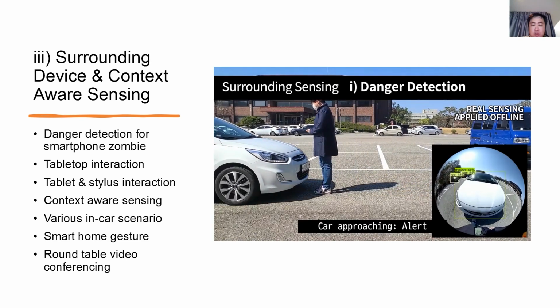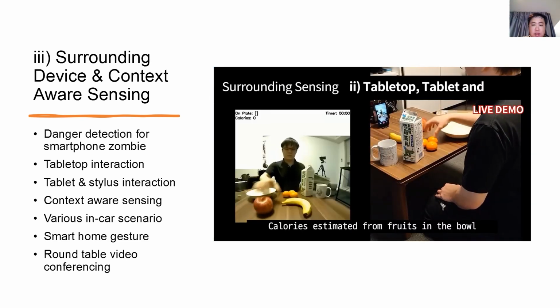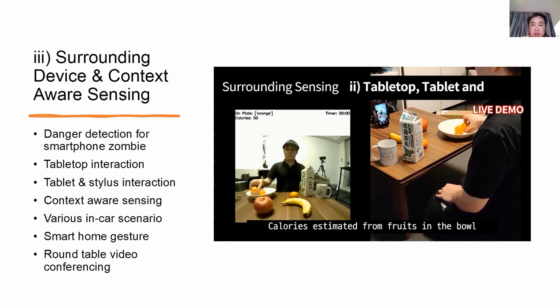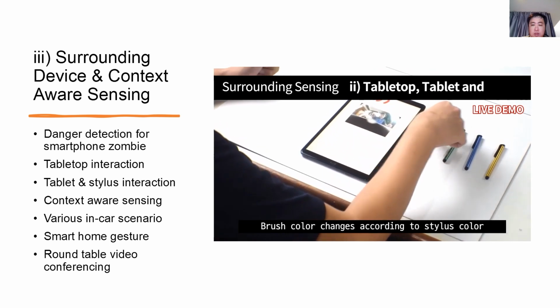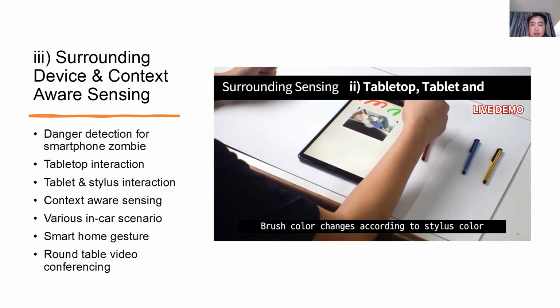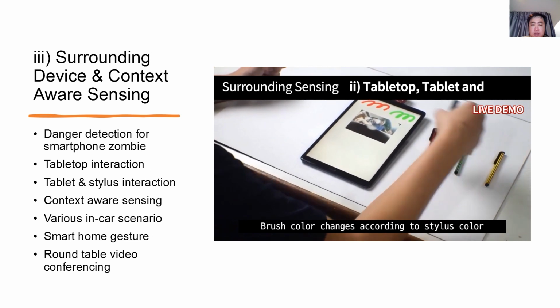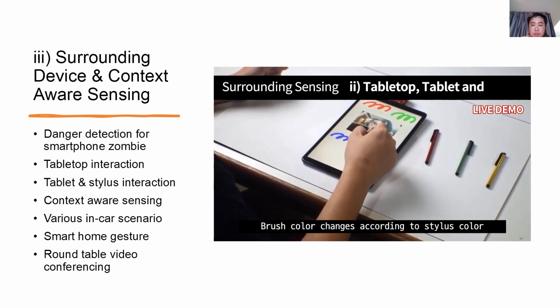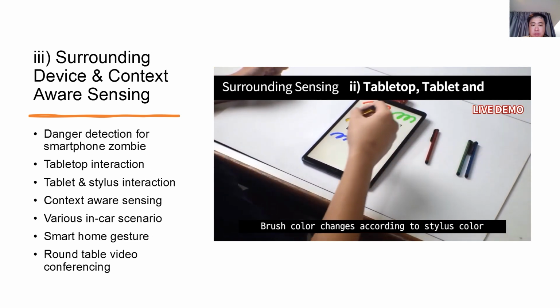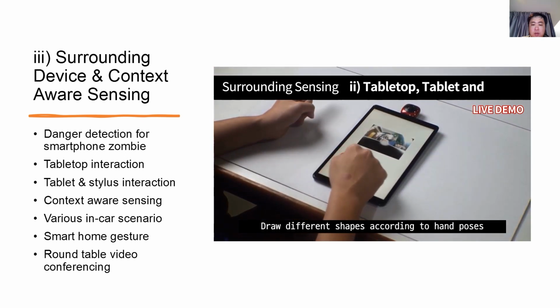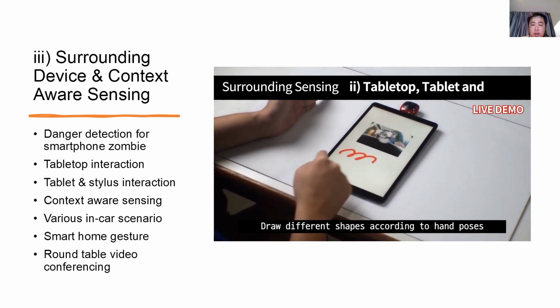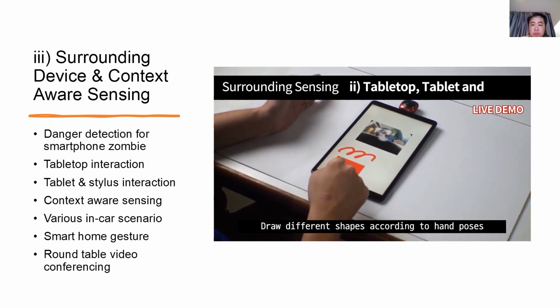The next dimension is surrounding device. It can detect the approaching objects such as car. It can also detect the tangible objects for tangible interaction. It can also detect the color of the stylus to change the brush color automatically. It can also detect the hand pose of the other hand to change the drawing shape.